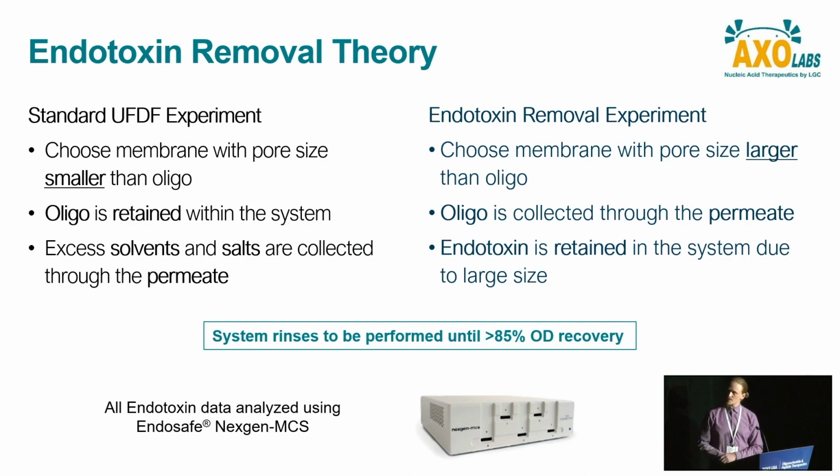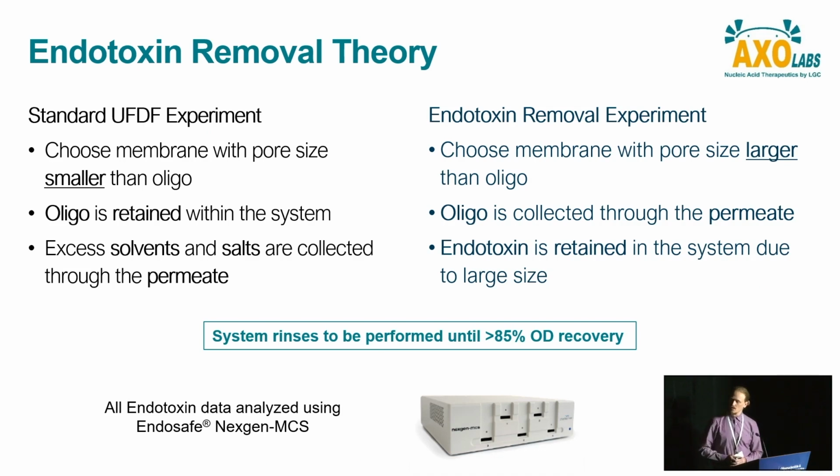As I'm sure everybody knows, in a standard UFDF experiment, we're going to be using a cassette or membrane that is relatively small compared to the oligo of interest. And the oligo will be retained on the system while you're performing either a concentration step, diafiltration step, anything like that, while smaller species will be released to the permeate. The reverse logic would then be applied for an endotoxin removal experiment, where we're now going to be using a cassette that's much larger than your oligo of interest. And in this way, the endotoxin, in theory, could be retained, and the oligo would be removed in the permeate.